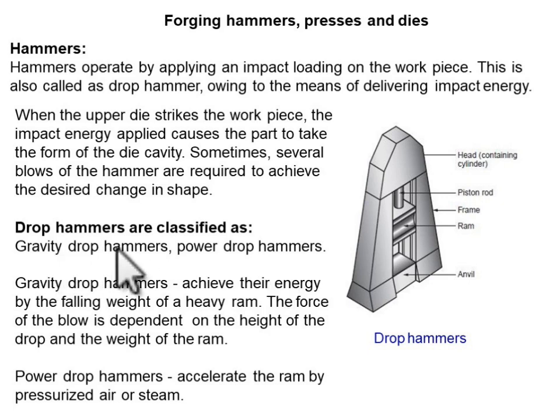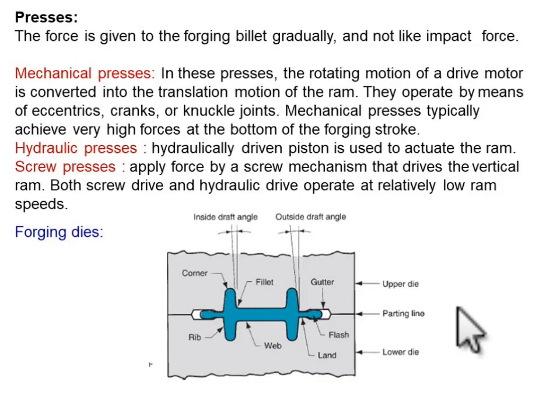So the gravity drop hammer is something where the compression work or the energy is obtained with the help of gravity, with the help of the weight of the hammer. It is written here: achieve their energy by the falling weight of the heavy ram. The force of the blow is dependent on the height of the drop. And the power drop hammers basically accelerate the ram by pressurized air or steam, and same way the hydraulic hammer performs. So these are the components that we use in forging processes. And now this is a component that we want to make with the help of forging process. So this is the example.